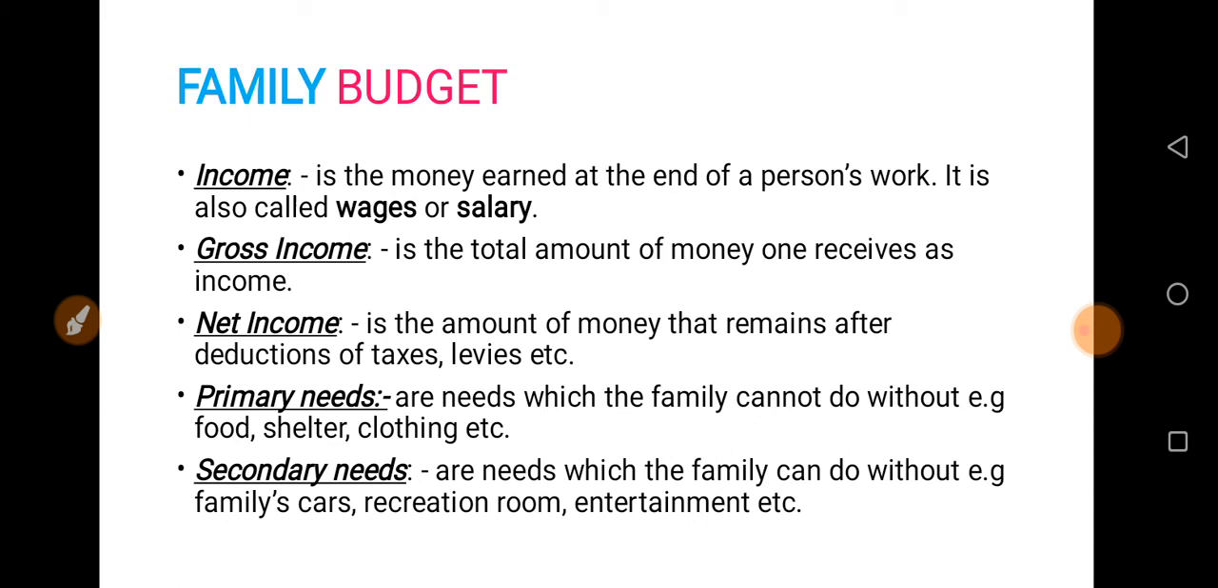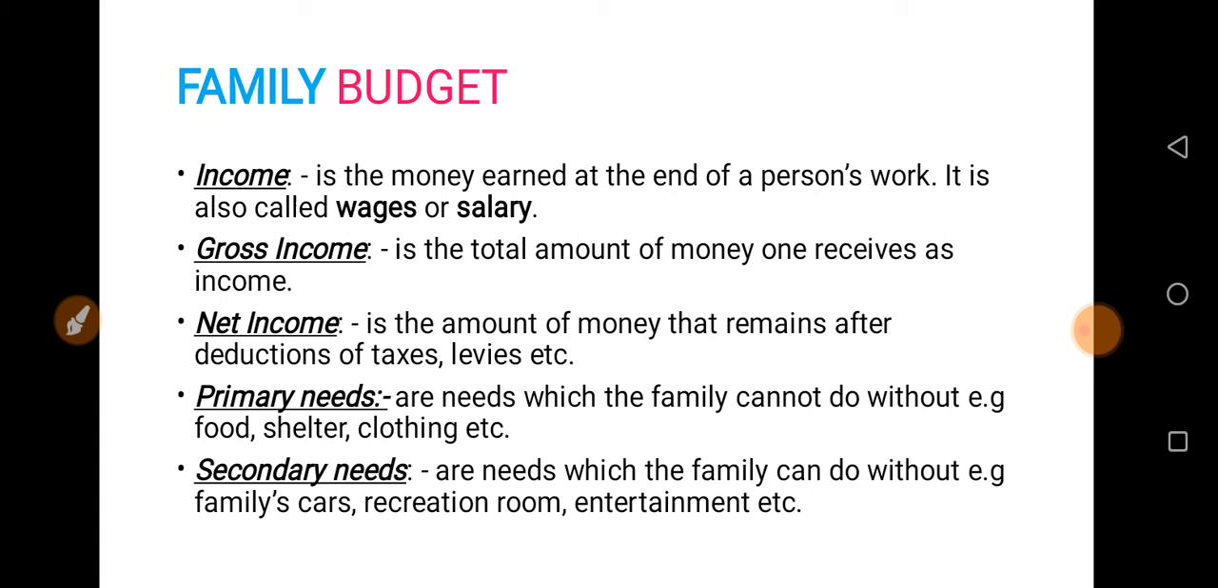not gross income. Now, we also have two types of needs. We have primary needs and secondary needs. Primary needs are the needs which the family cannot do without. Primary needs are very, very essential. They are very, very important, like food, shelter, clothing. The family cannot do without these needs. Now, secondary needs are needs which the family can do without.